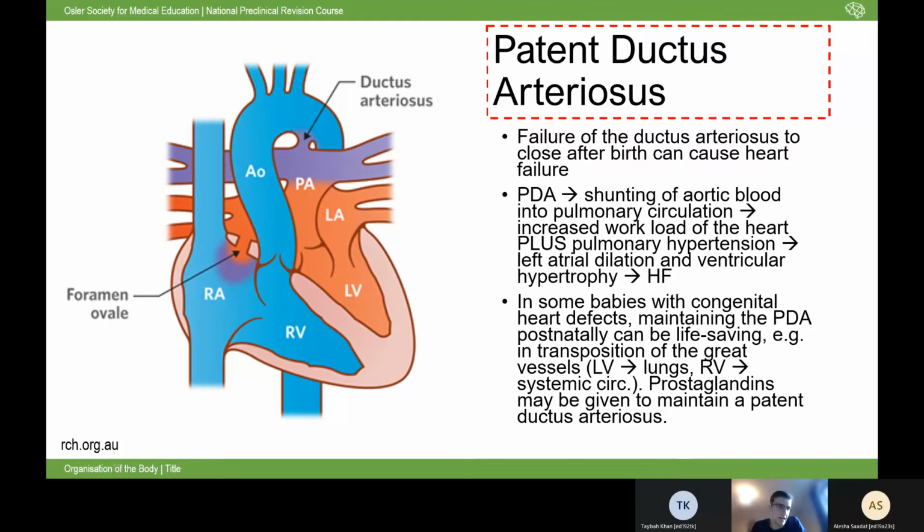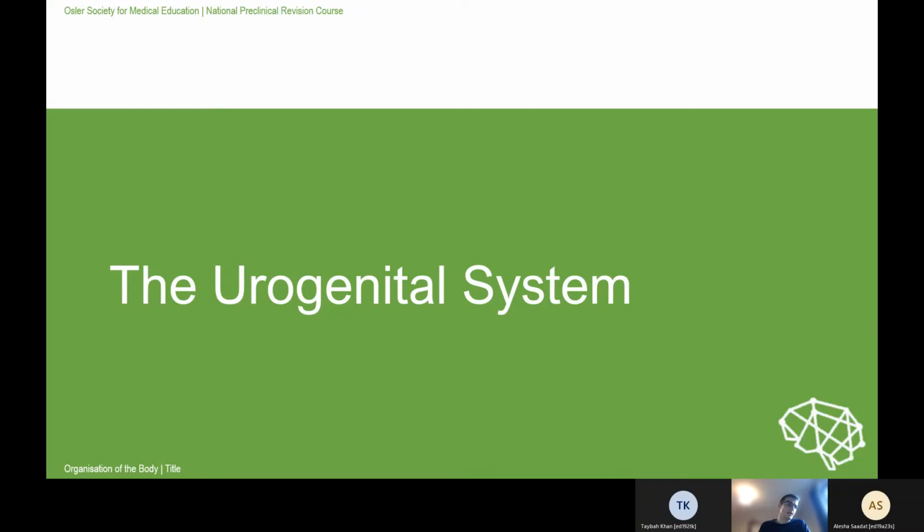This is also the case in the diagram here, which is a case of transposition of the great vessels. If you were looking at this diagram and thinking it looked a bit dodgy, then you are absolutely right. In health, the right ventricle does not drain into the aorta. But in a situation like this as well, where those great vessels are transposed, a patent ductus arteriosus is life-saving because it allows a small amount of oxygenated blood to get to the right place and just about keep you alive. Lovely, so that's the heart. That's a really important model system for development and for you to learn for your exams.